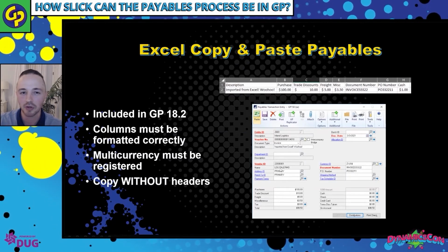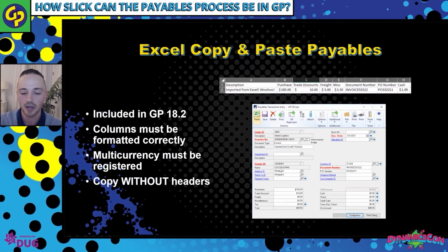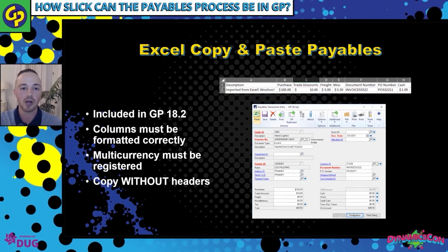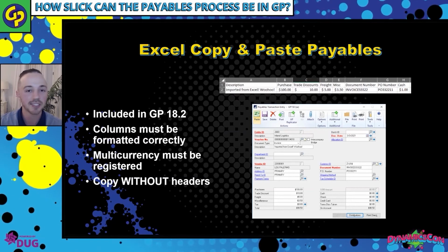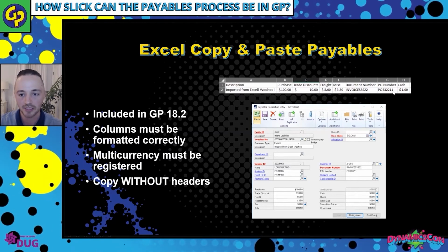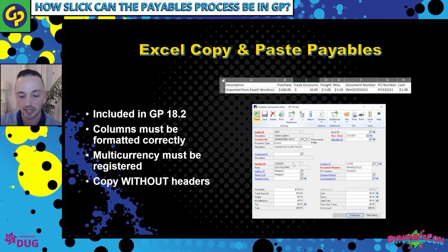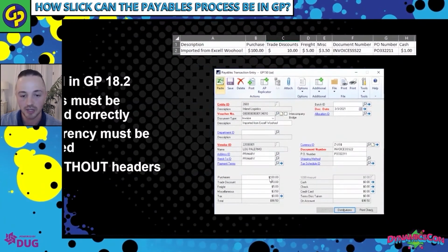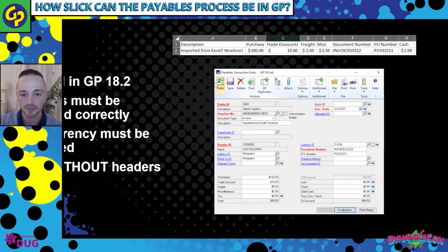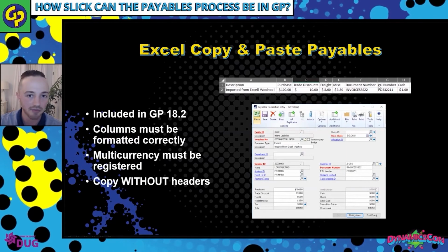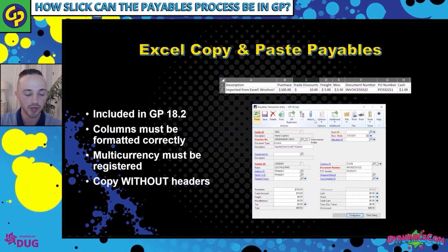I think the fact that you have to put in the vendor ID is silly. But some people will find this absolutely groundbreaking, I'm sure. But that's how it works. So keynotes there is make sure you don't copy the headers, make sure you put in the vendor ID, and make sure you click into the purchases field first before you hit paste. So 1, 2, 3, 4, 5, 6, 7, 8. That's 8 fields that will automatically populate for you if you have them in Excel.